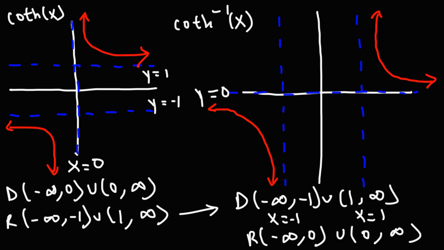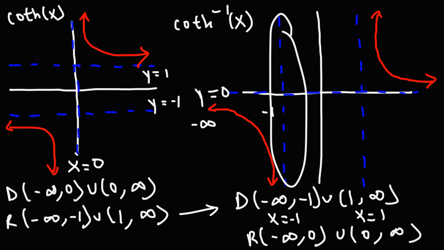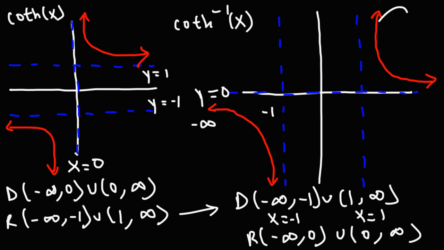So for the x values, here it's -infinity, and here we stop at -1, the first vertical asymptote. For the second part, we're going to start back up at +1 and go to positive infinity, as we can see here. So that's basically it for the graphs of the inverse hyperbolic functions.